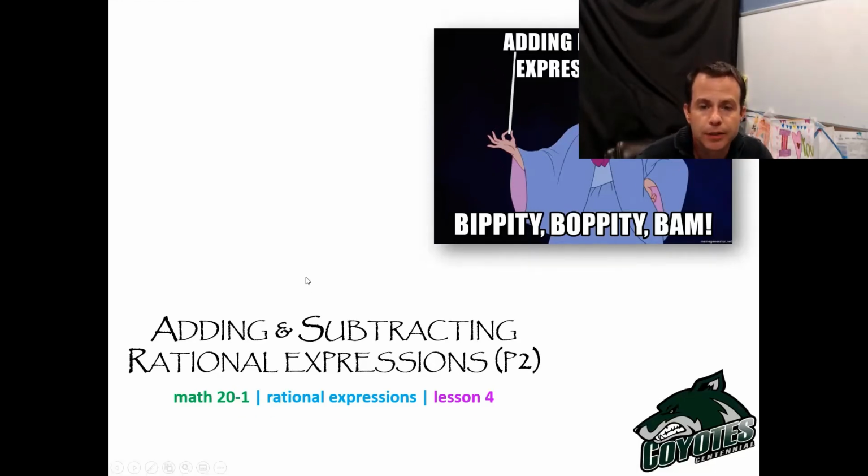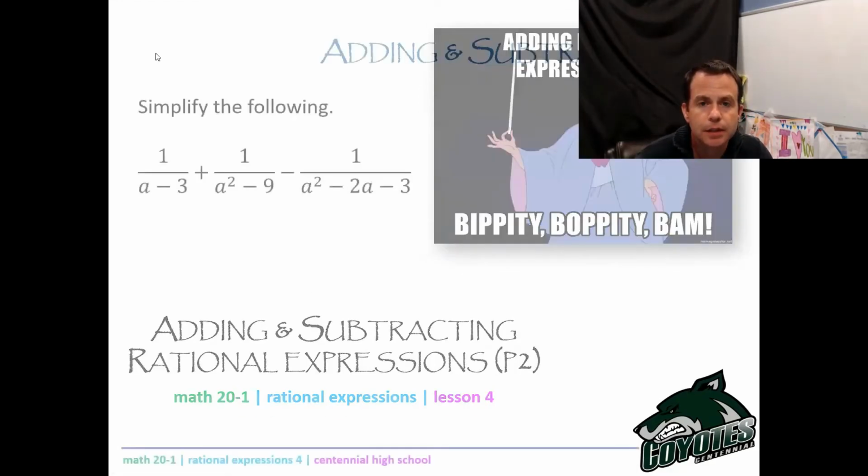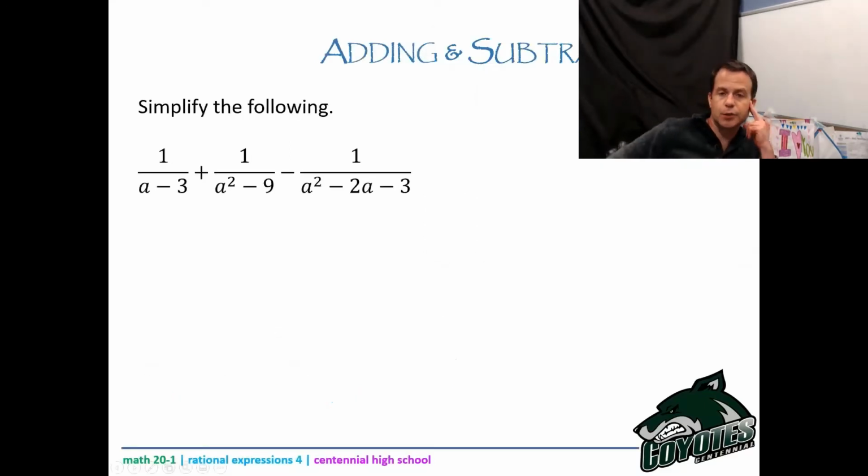So let's try it. Here's our first question. We are going to take a look at 1 over a minus 3 plus 1 over a squared minus 9 minus 1 over a squared minus 2a minus 3. So the first step is going to be to factor everything.